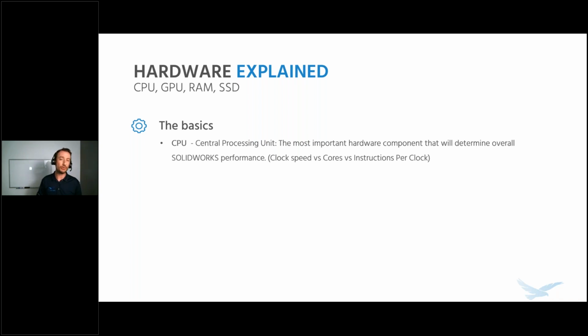So the best way that you can increase your IPC in general is just to stay current. The newer processors always are going to have a higher IPC rating than the previous generation processors.